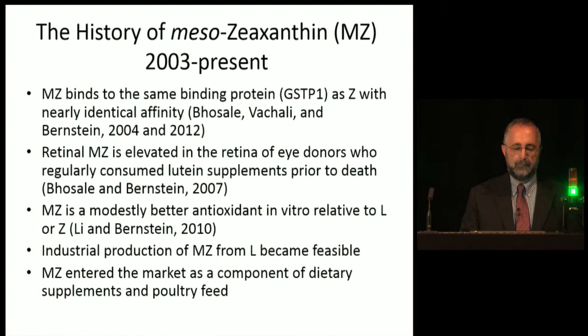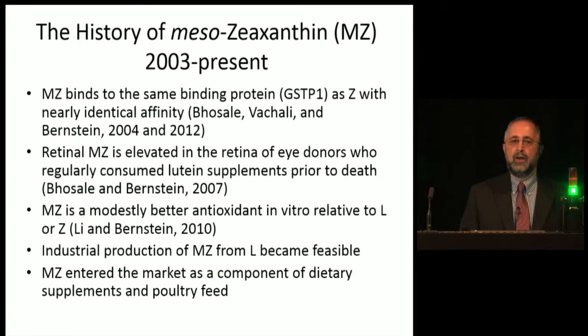We also, in my laboratory, published some work comparing zeaxanthin, meso-zeaxanthin, and lutein in some in vitro systems using electron spin resonance and found that meso-zeaxanthin was modestly the best of the three as an antioxidant and worked even better in conjunction with all three of the macular pigment carotenoids. Also, sometime during the 1990s, and I don't have exactly the right year, industrial production of meso-zeaxanthin from lutein became feasible. And as we know, over the last decade or two, meso-zeaxanthin has entered the market as a component of dietary supplements and as poultry feed.